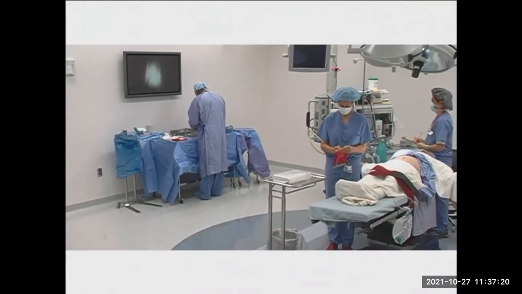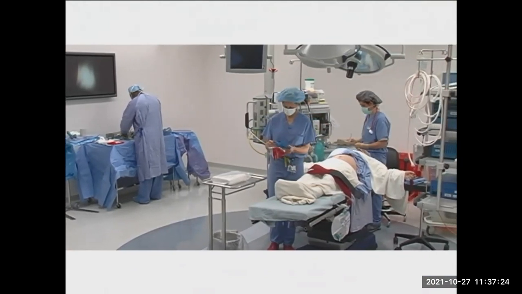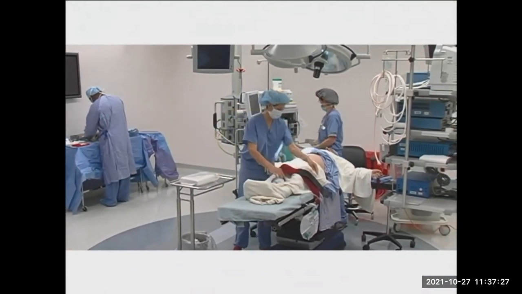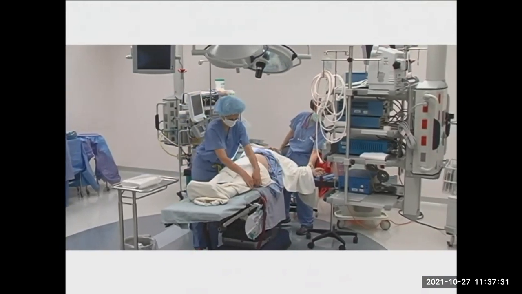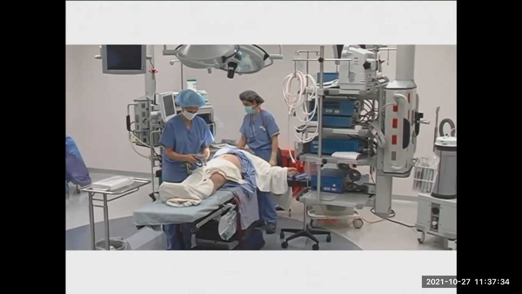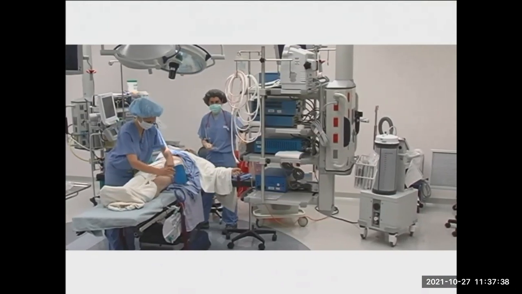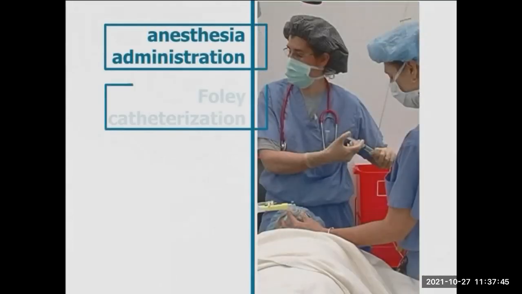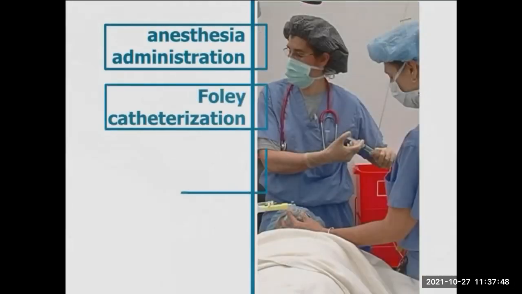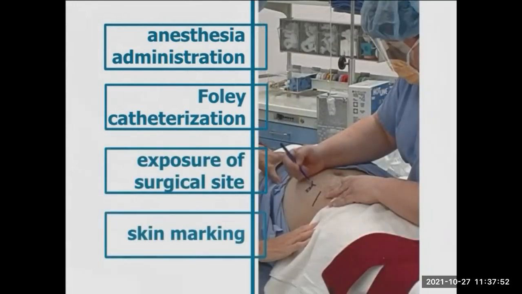Abdominal and thoracoabdominal preps are the most common preoperative skin preps performed in most operating rooms. Here is an example of the correct way to prep a patient for an abdominal, thoracic, breast, or chest procedure. Several necessary procedures will have been carried out prior to performing the surgical skin prep, including anesthesia administration, Foley catheterization, exposure of the surgical site, and skin marking.